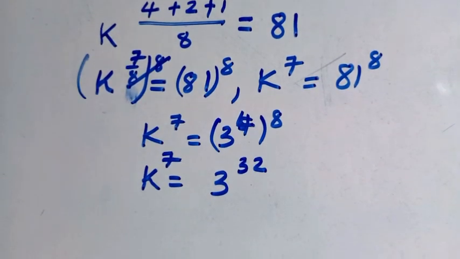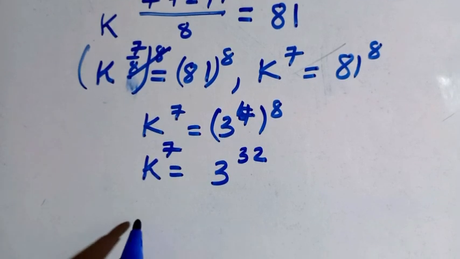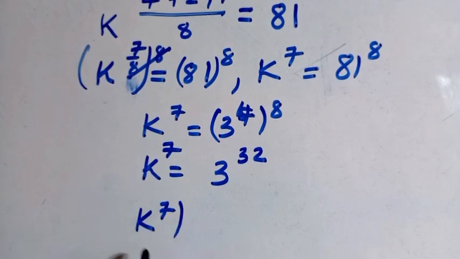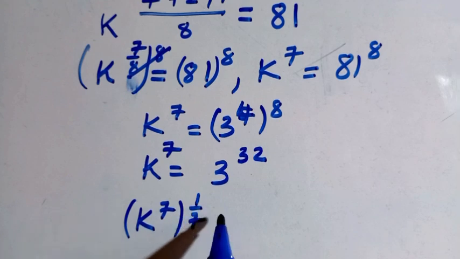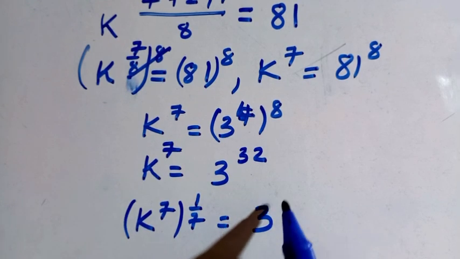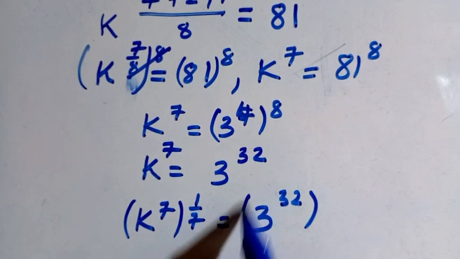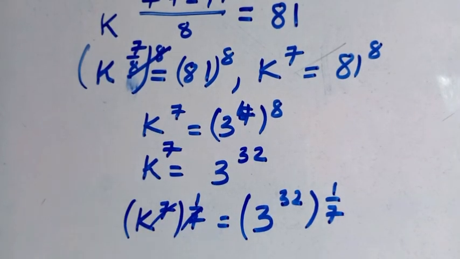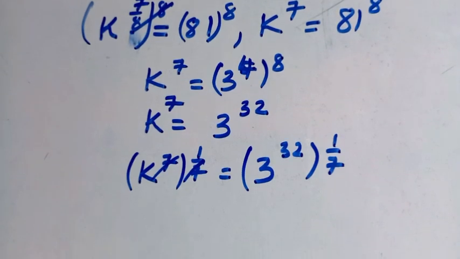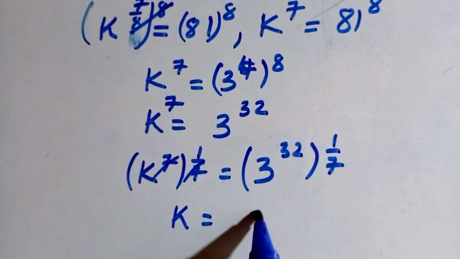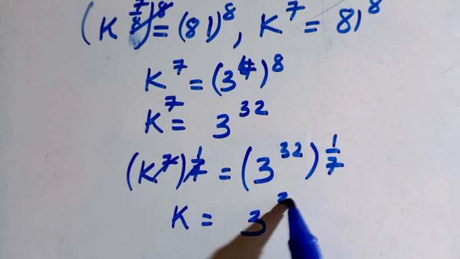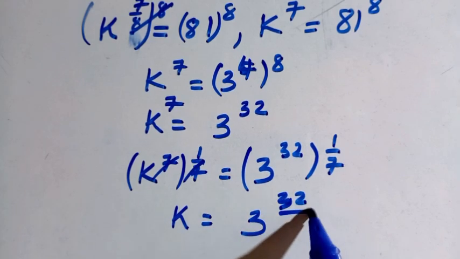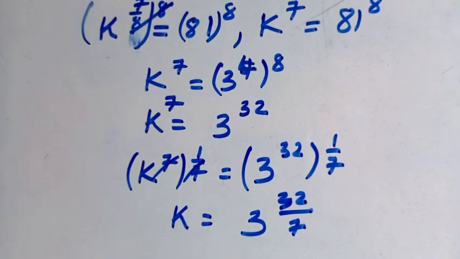Then let's try to raise both sides by power of 1 over 7, and here is k to the power 7 raised to power of 1 over 7 equals 3 raised to power 32 and all raised to power 1 over 7. So 7 cancels 7, we are going to get the value of k equals 3 raised to power 32 times 1. We have 32 divided by 7. And here is the result to this problem, as we are going to consider the second method to this.